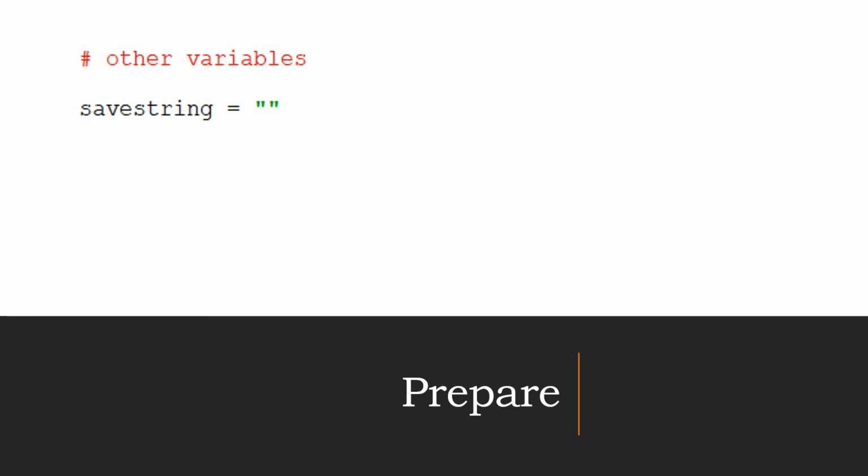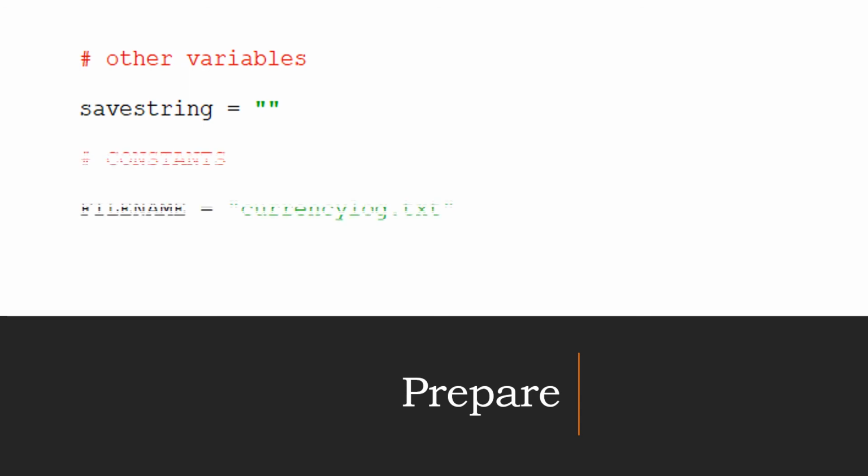So first things first, let's prepare a suitable variable that's going to save the transaction records. I'm just going to save it as a string, a simple text string, which will grow bigger as I do different transactions. And then at the end, I'm going to save that string to a text file.